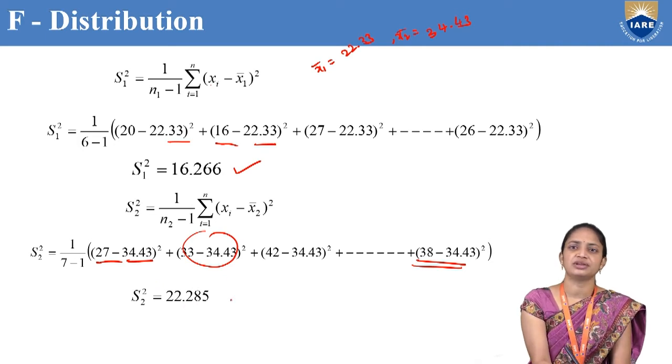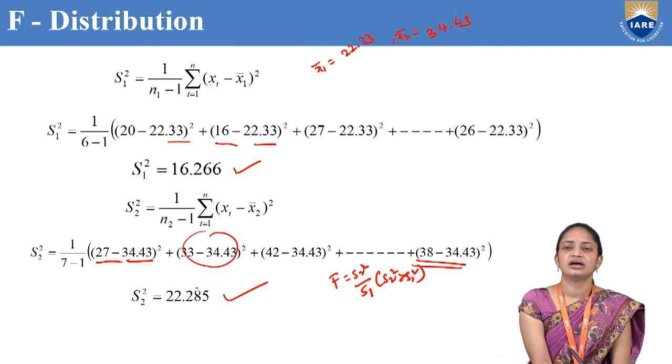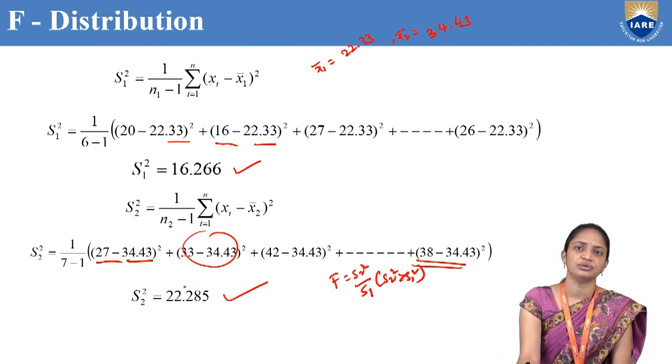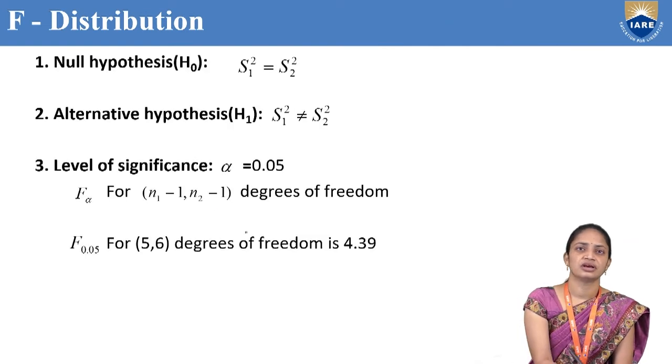So which is the bigger value? S2 square is the bigger value. So that's why we need to write it in the numerator, because our formula is S2 square by S1 square, where S2 square is greater than S1 square. So first of all we need to write 22.285 in the numerator, because that is a bigger value than S1 square. So now we have a procedure to solve this problem.